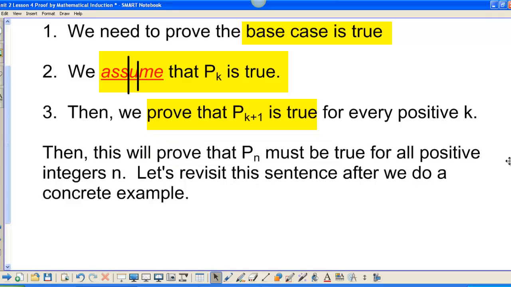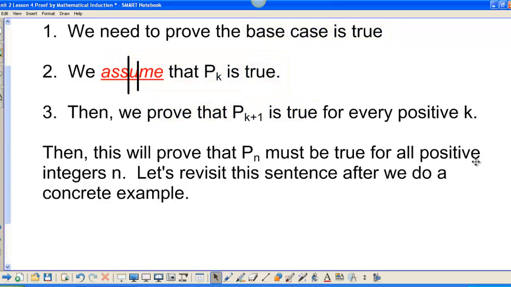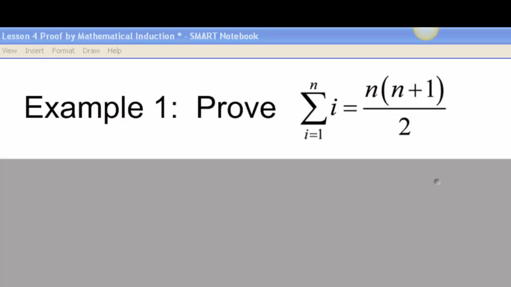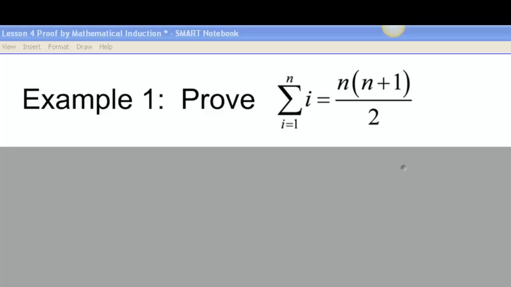What's interesting is that we will prove that P sub n is true for all positive integers n using this method. And we will revisit this after we do a concrete example. For example 1, we are going to prove using mathematical induction that the partial sum on the left, the sum from i equals 1 to n of i, is equivalent to the formula on the right, n times n plus 1 over 2.